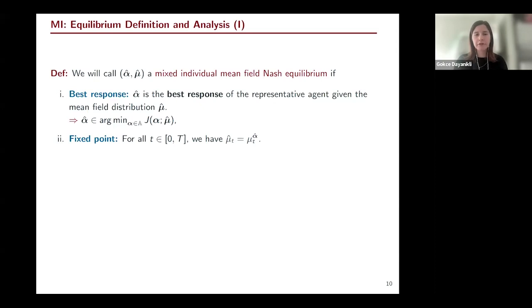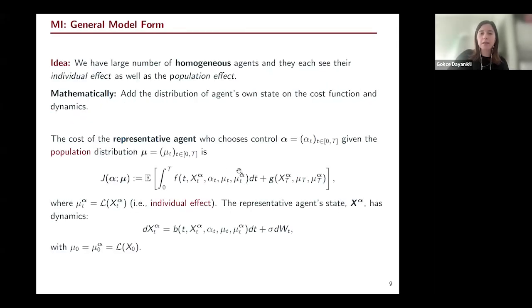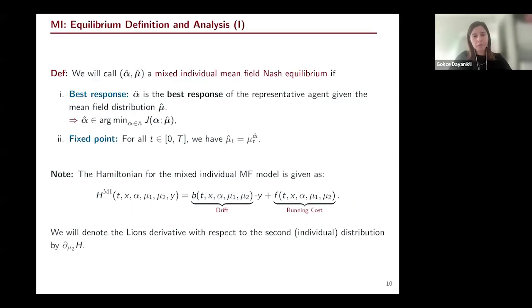So what is the main difference from a mean field game? In a mean field game, when we fix the mu and find the best response, we just solve a stochastic optimal control problem. However, in this one, we are going to be solving a mean field control problem, because even if we fix the mu here, as you see, we have the mu_t^alpha, so we are adding one layer of complexity.